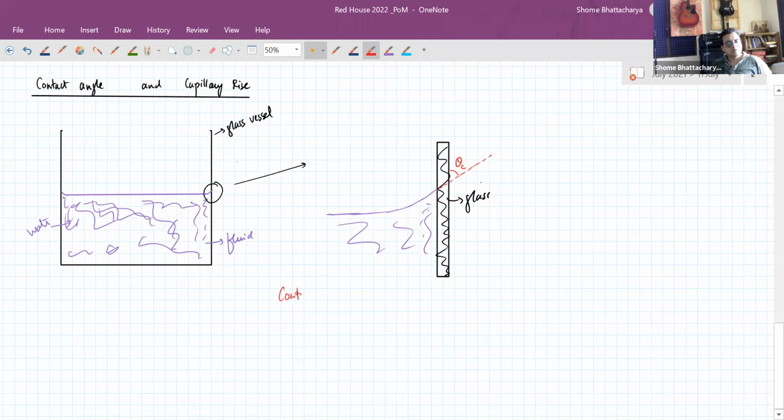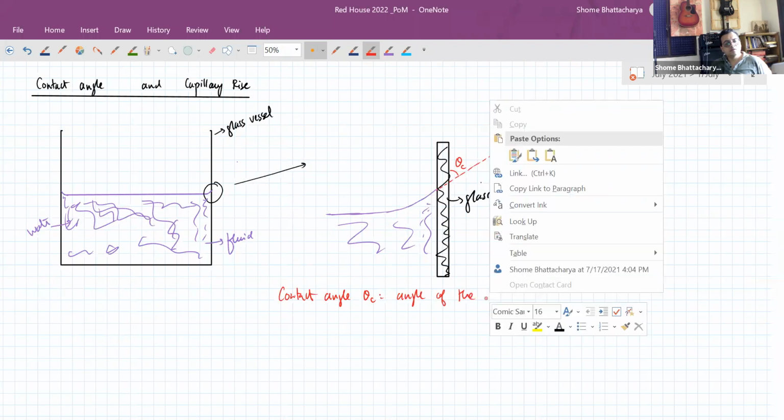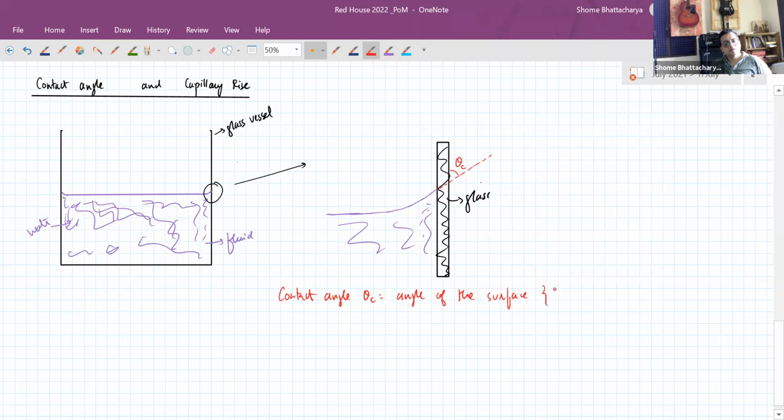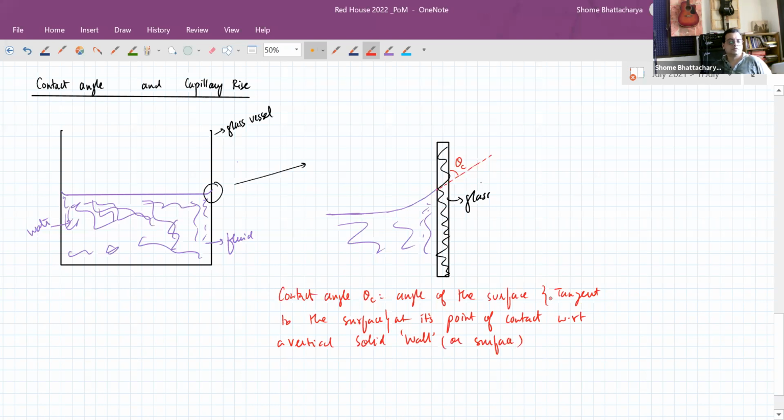So the contact angle is the angle that a tangent to the surface makes at its point of contact with respect to a vertical solid wall or surface. That is called the contact angle.